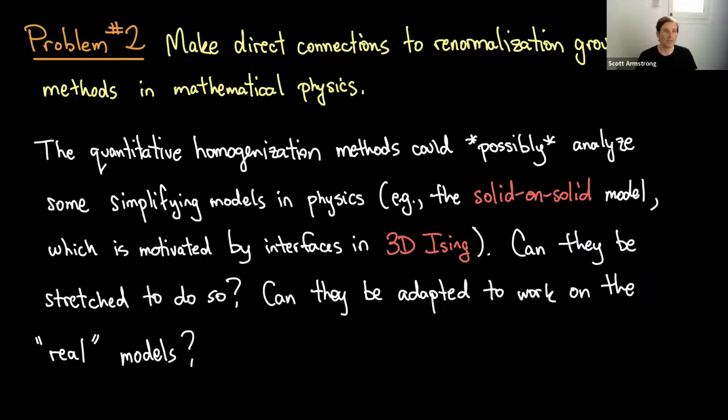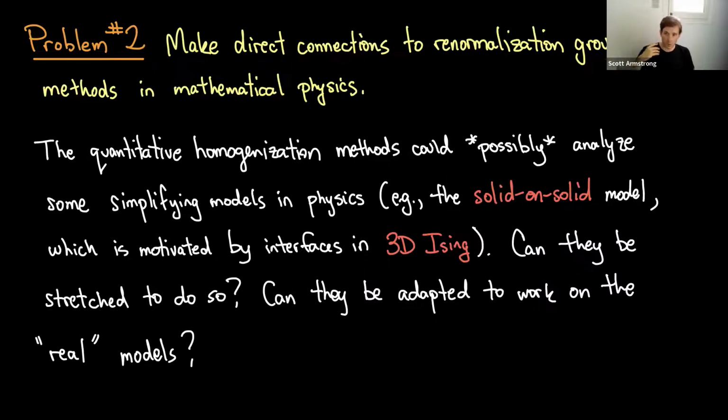Problem 2 is to make direct connections to renormalization group methods in mathematical physics. There are renormalization group theories in mathematical physics which are applied to things like the gradient models that I was discussing. It would be really nice to know whether homogenization methods and renormalization group methods are maybe just 2 different languages for the same thing. I don't know, but it would be nice to see if there's a connection.